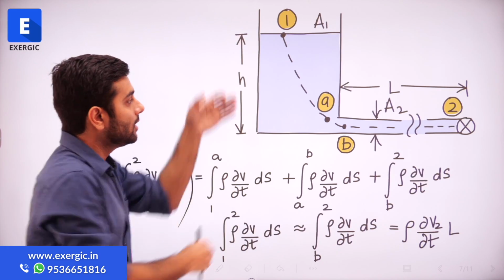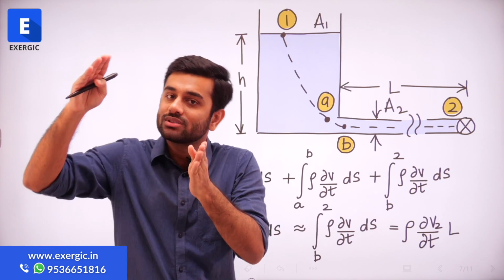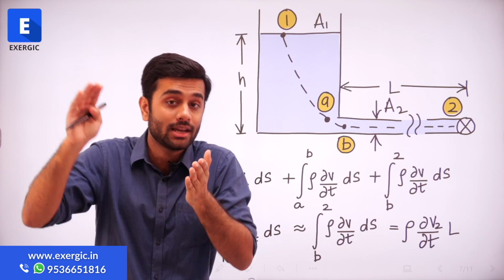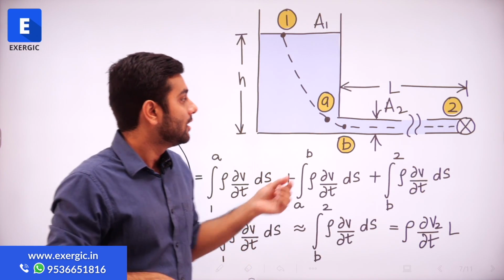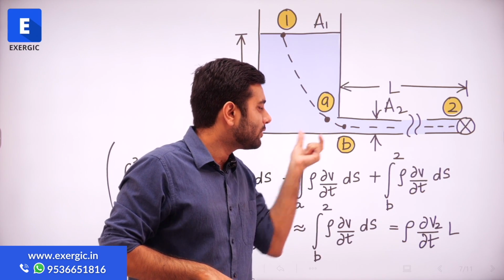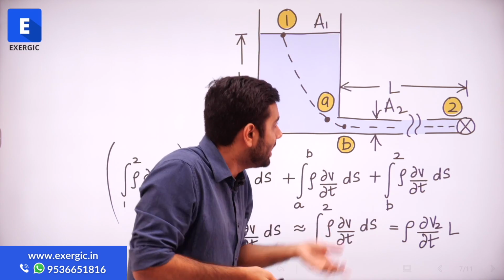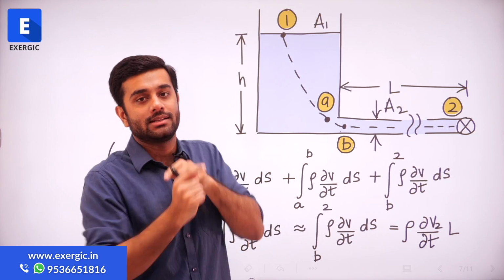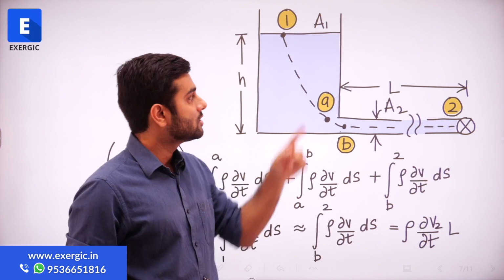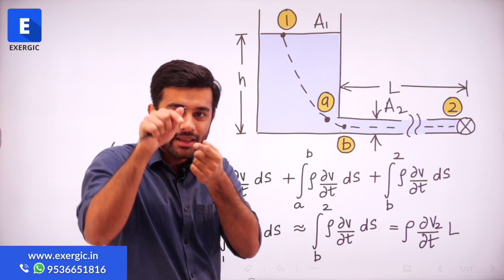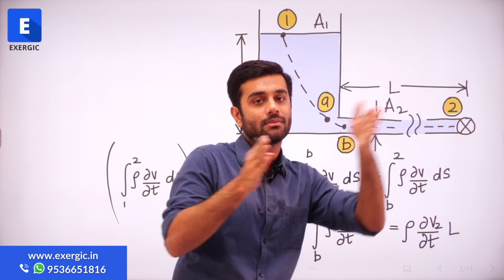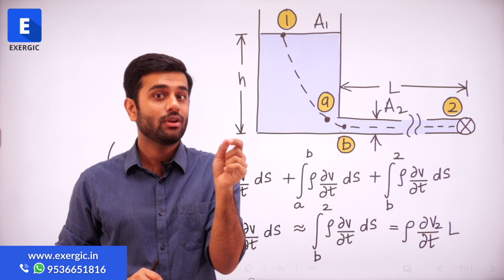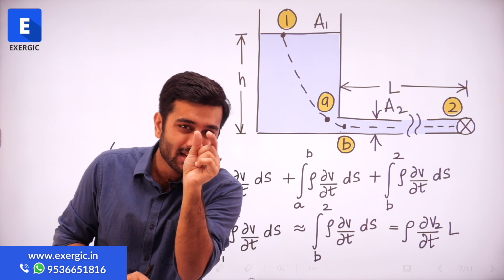Why we have done that? Because in 1 to A, velocity we are considering 0. Inside the reservoir, area is very large, velocity is very less. From A to B, what is A to B? What is the significance of A to B? Why have we taken the point B here? AB is telling you entrance within the pipe. So 1 to A is reservoir, A to B is the entrance, and then B to 2 is the pipe. A to B can have change of velocity, but it's very less in length.